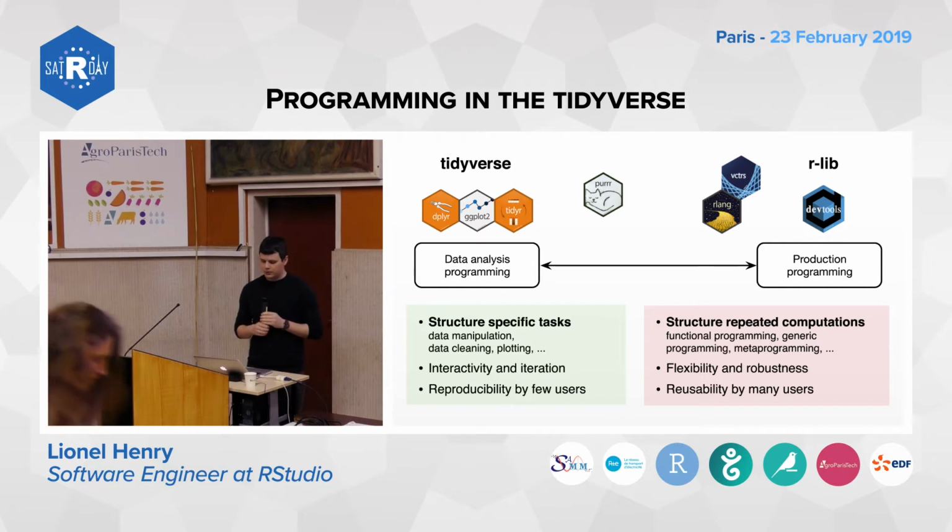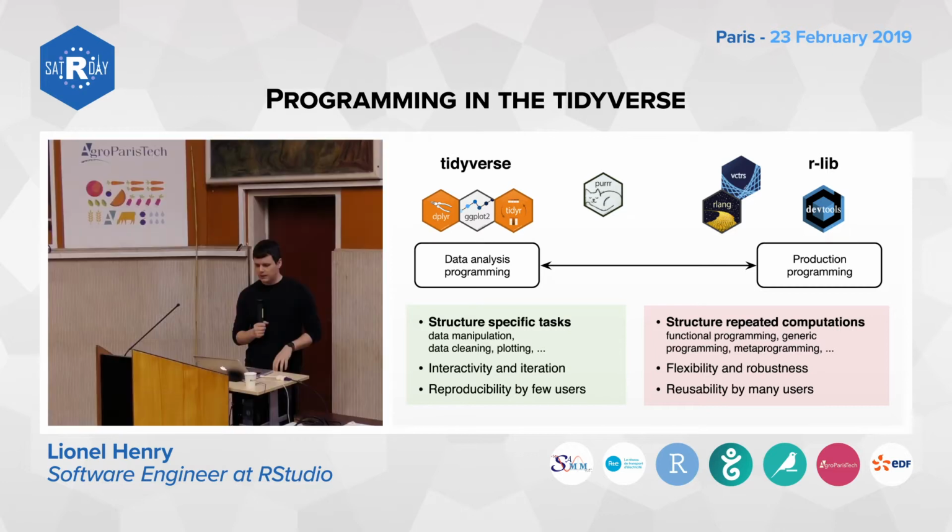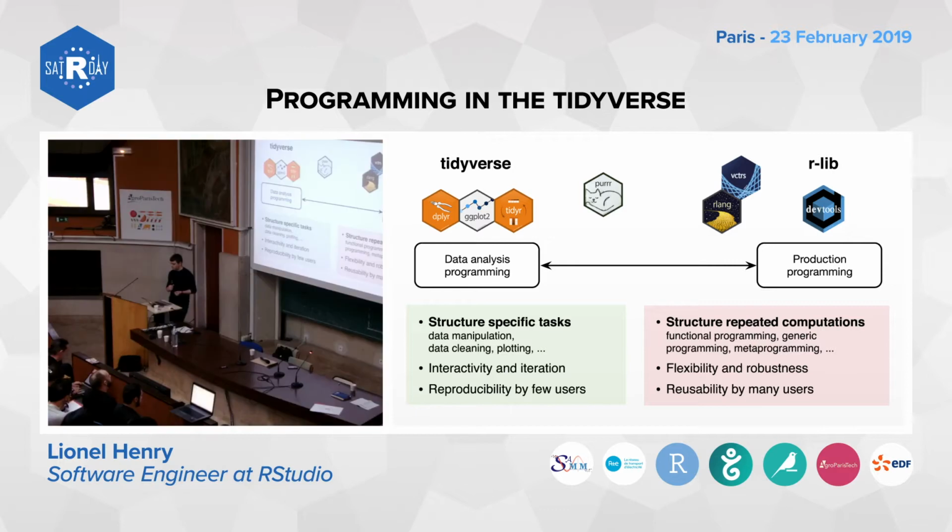And so on the very far right side, we have the DevTools package, which is a package to make packages. And then you have other packages like rlang, which contains the tidy evaluation framework that we will talk about today. And then vctrs that allows you to create new classes of vectors that can be used seamlessly in the rest of R. And so all of this is about structuring reusable code. And so the important properties here are flexibility and robustness, because you want these functions to be reusable by many, many users.